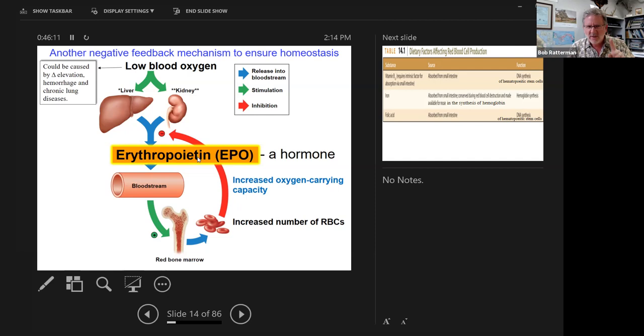Because so like people that hike like Mount Everest. Yeah, okay. Is it illegal for them to get like a blood transfusion? Because wouldn't they need like the oxygen? When you climb Mount Everest, don't you use like an oxygen tank too?